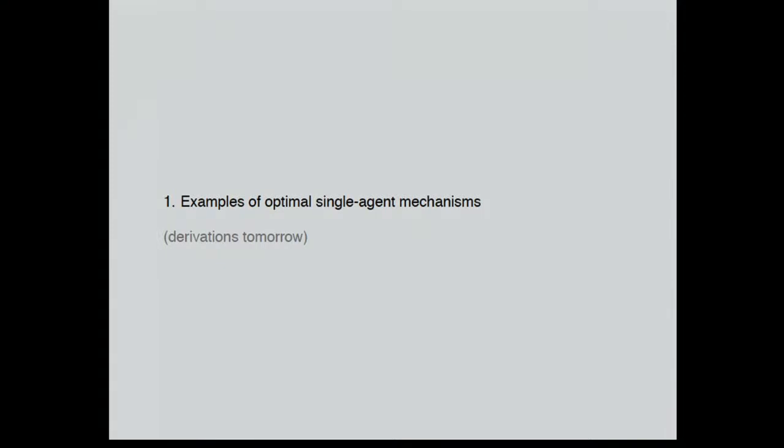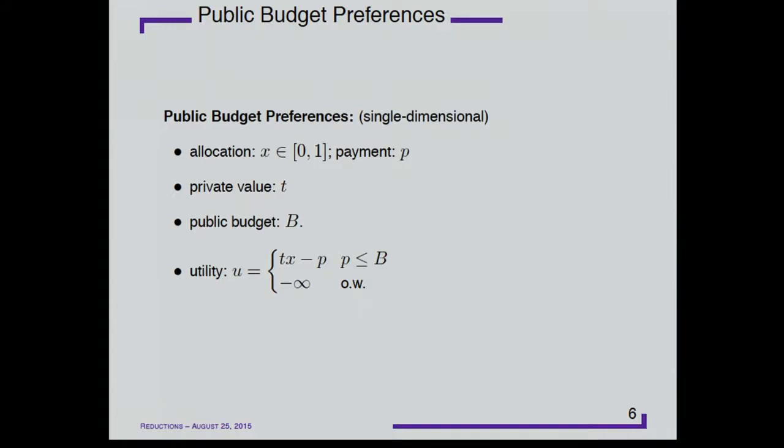Okay. So I'm going to now work through some examples of some single agent mechanisms. Please feel free to interrupt if you have questions and want to clarify what these examples are. Okay, so I'm going to start with the public budget preference. So here's just a simple public budget preference, which is the same example I had in the first slide.